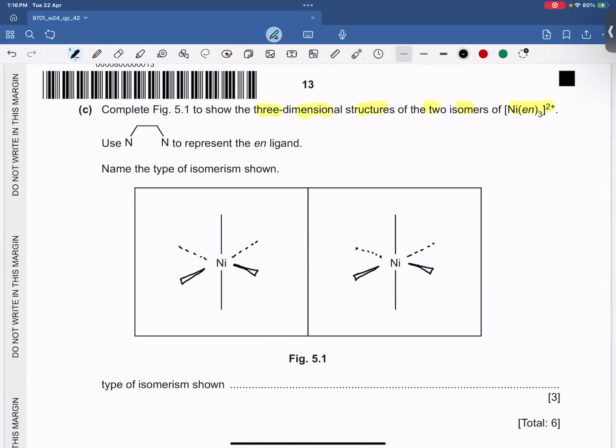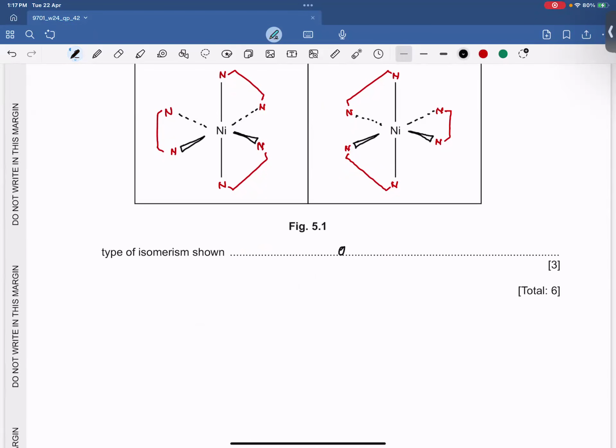Okay, so En is represented by this symbol. That's easy, we have done this in class. This is N, this is N, this is N, this is N also, this is N, this is N. Now N, N, this is also N, this is also N, N, N, N. Okay, so those are the mirror images, the type of isomerism, optical isomerism.